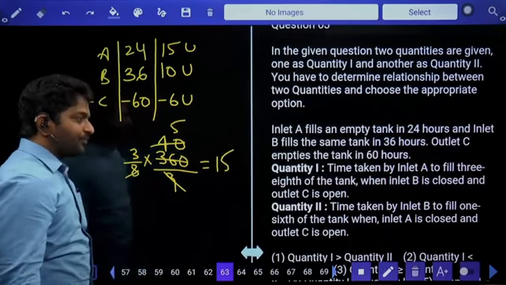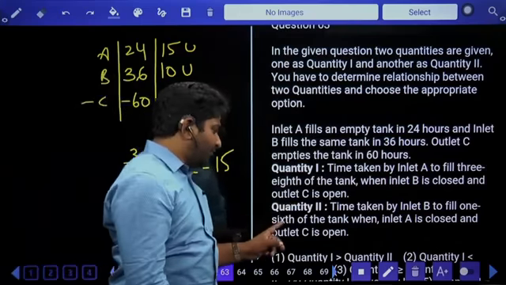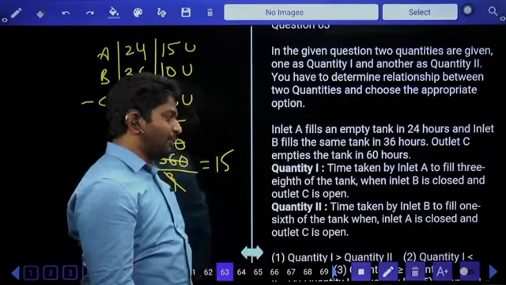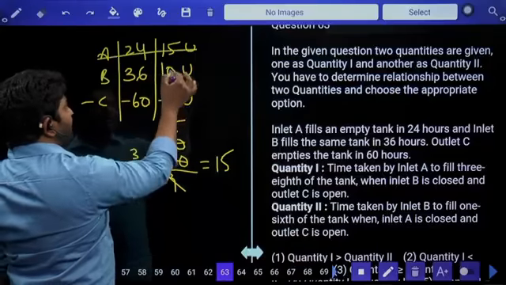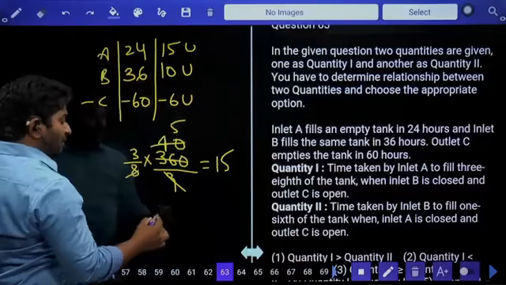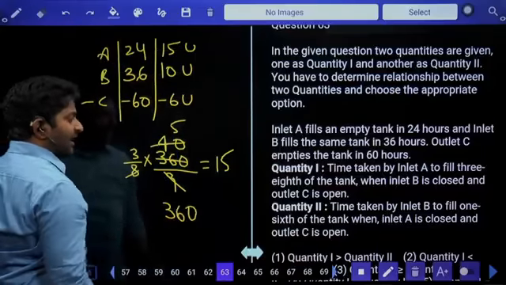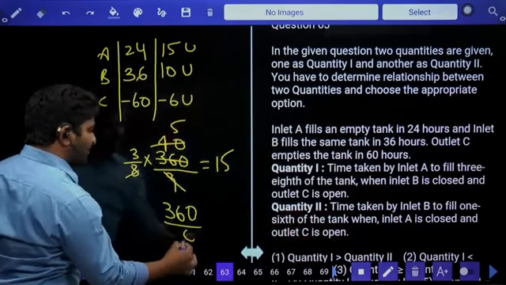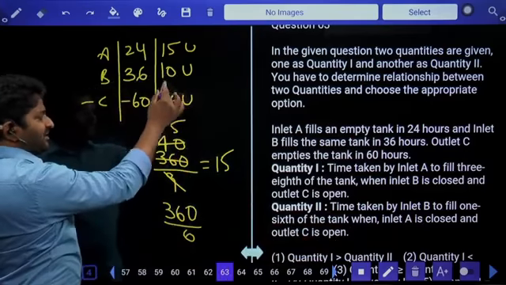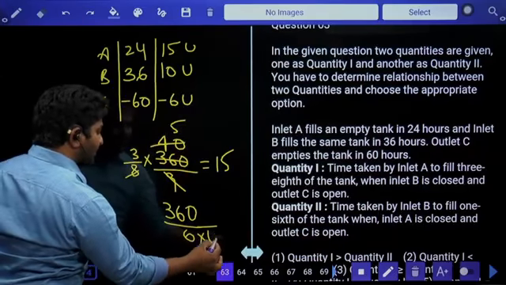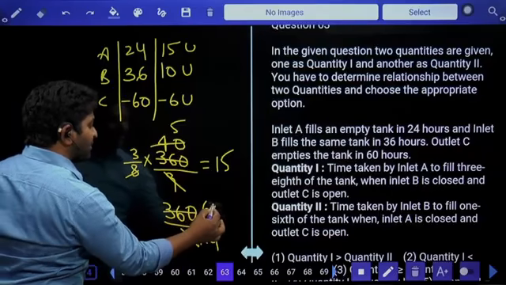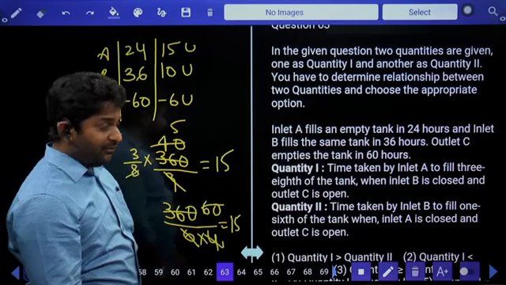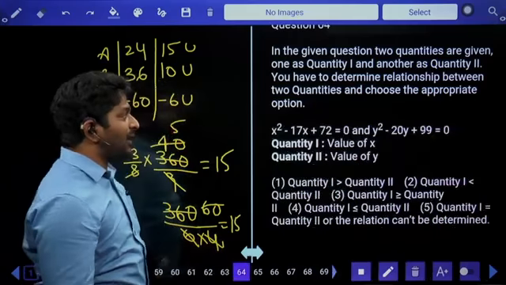And now Q2, time taken by inlet B to fill 1/6 of the tank when inlet A is closed and outlet C is open. A is closed, B and C can fill 4 units only. So 360 is our total tank capacity, and here it is about 1/6, that is 360 divided by 6, and both B and C together can fill only 4 units, that is 60 times 4, again 15 times. Q1 is 15 and Q2 also 15. Both Q1 and Q2 are equal.